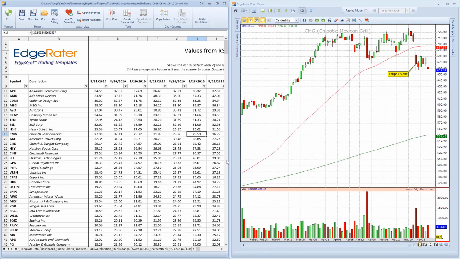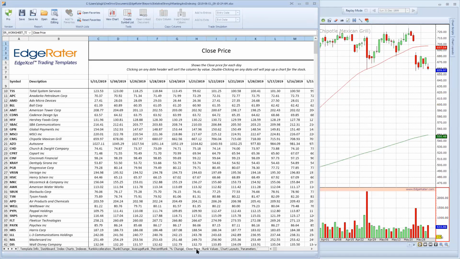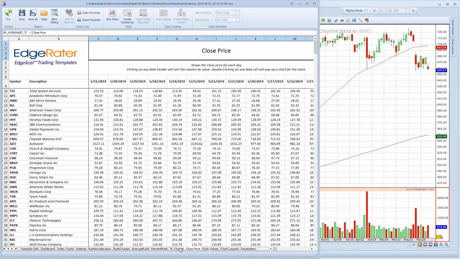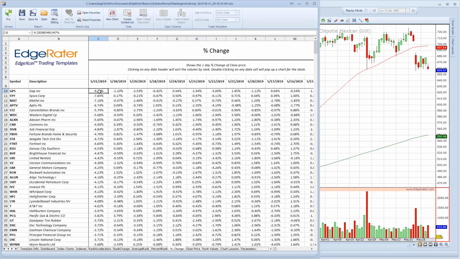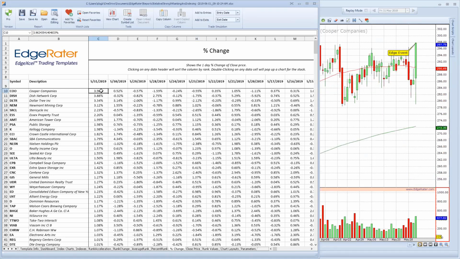All right. Moving on to the left. The next worksheet is the close price. This is the actual price, the close price for each of the days in the report. The next worksheet on is the percent change. So it's the difference between the close price on one day to the close price on the next day. So you can sort by percent change too, and find the biggest percentage changes on a day, and losers.